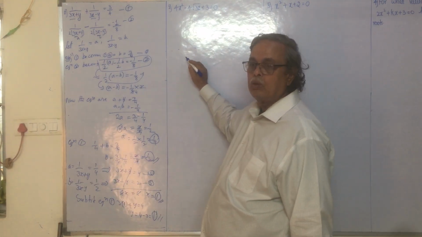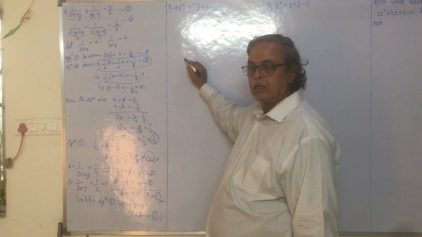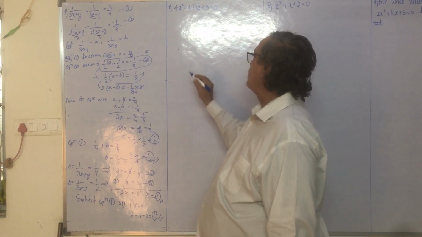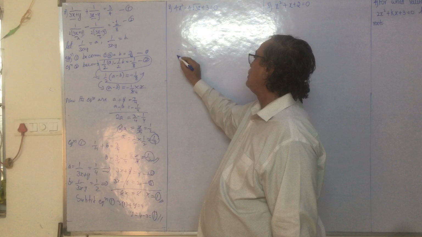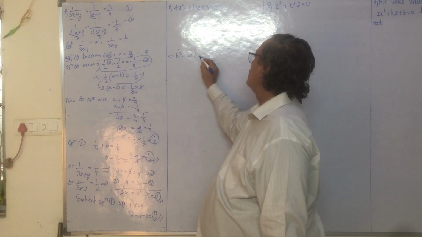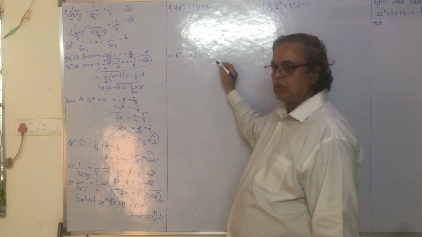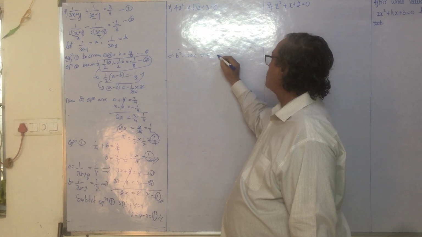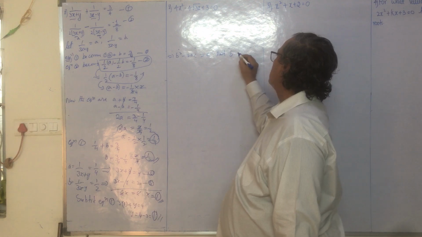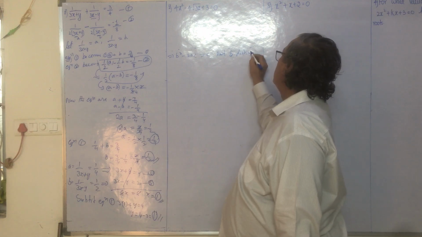Here we should find whether the roots are real and distinct, or imaginary. How many types are there? b square minus 4ac is greater than 0. What is this? Roots are real and distinct. Very important. This is distinct.